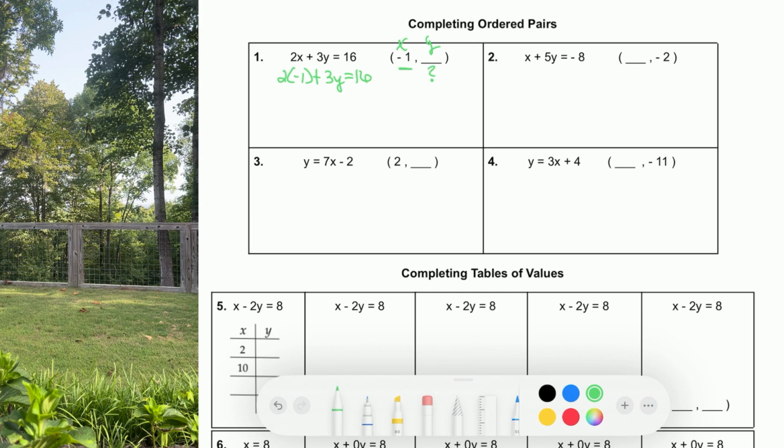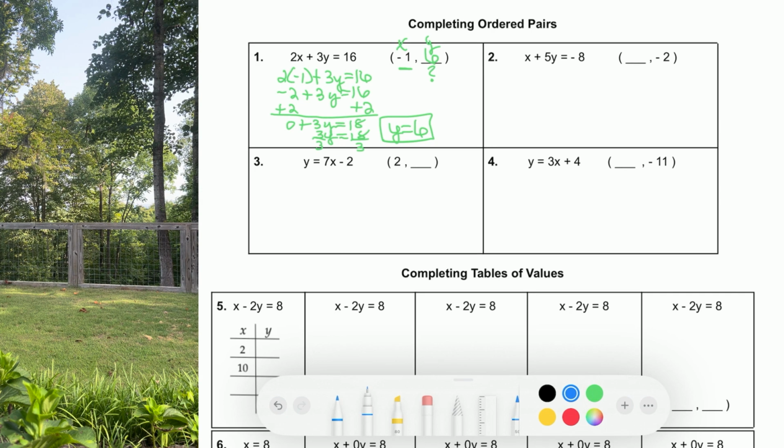So 2 times -1 is -2. Rewrite the rest of the problem. I'm going to add 2 to both sides to get rid of it. I get 0 plus 3y equals 18. 3y equals 18. Now I'm going to divide both sides by 3. Divide by 3, and I get y equals 6. So I'm going to plug 6 into my blank here. So our coordinate that we were looking for is -1, 6. Let's look at number 2.